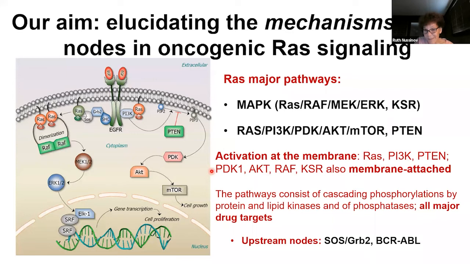These are also membrane attached, and both pathways consist of cascading phosphorylations by protein and lipid kinases and phosphatases. Phosphatases, here PTEN, are all major drug targets. And the upstream nodes that we have been looking at so far are SOS, the exchange factor of RAS, exchanging GDP for GTP, and GRB2, a scaffolding protein, and BCR-ABL, of course, a key protein in leukemia.